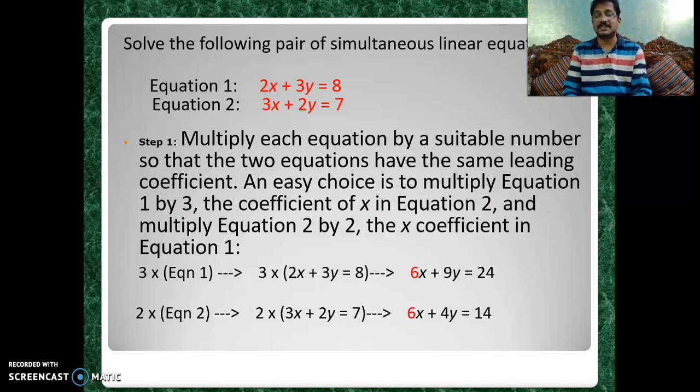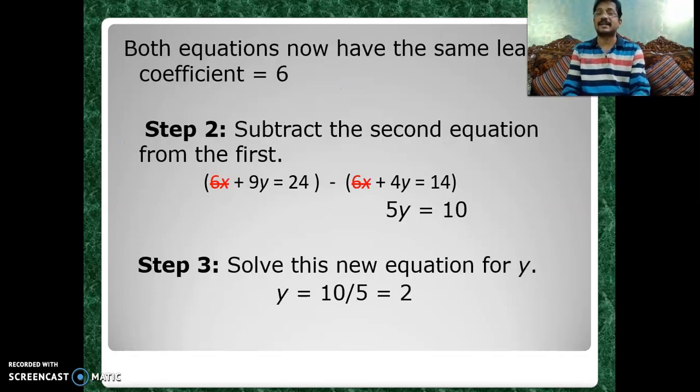When you multiply the first equation with 3, you get 3 of 2x plus 3y equal to 8, that is 6x plus 9y equal to 24. When you multiply the second equation with 2, it gives 2 of 3x plus 2y equal to 7, that is 6x plus 4y equal to 14. Then the x coefficients are the same, equal and with the same sign. Then what do you have to do? We have to subtract. Correct? Both equations now have the same leading coefficient, that is 6. Then subtract both the equations.